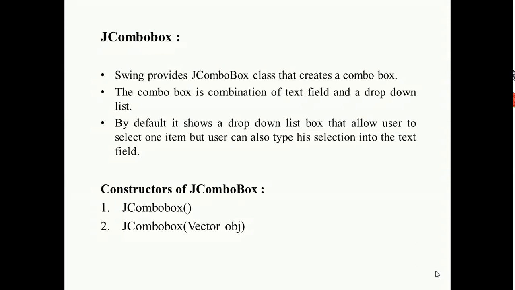JComboBox is a subclass of the JComponent class. Next, see the constructors of the JComboBox. JComboBox has two constructors. The first is JComboBox, and the second constructor is JComboBox with one parameter, a Vector object. The first constructor has no parameter. This constructor creates an empty combo box.